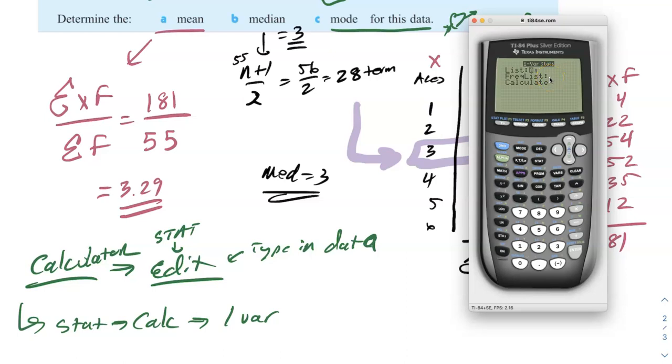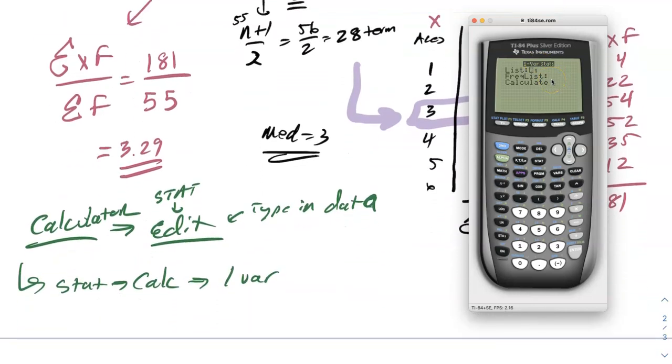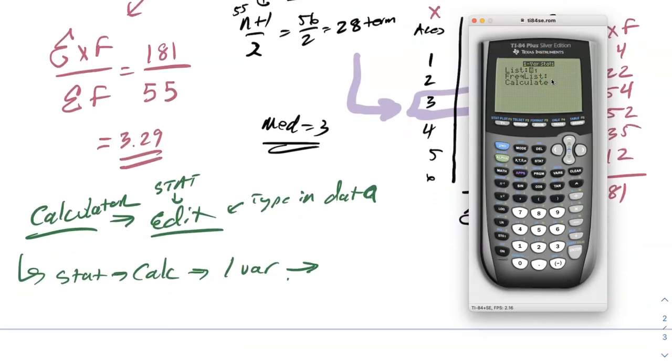Now we have a frequency list. The most common mistake people make is that they'll add an L2 here when they don't have frequency. If it's just a list of numbers, just do L1. So don't forget to delete this if you don't have frequency. Or they'll have a frequency and they won't put L2 here. If you have a frequency, make sure to put it in. So my list is L1, and then my frequency list is L2. And that's the only difference, right? The L2 is right there, the second list of numbers.